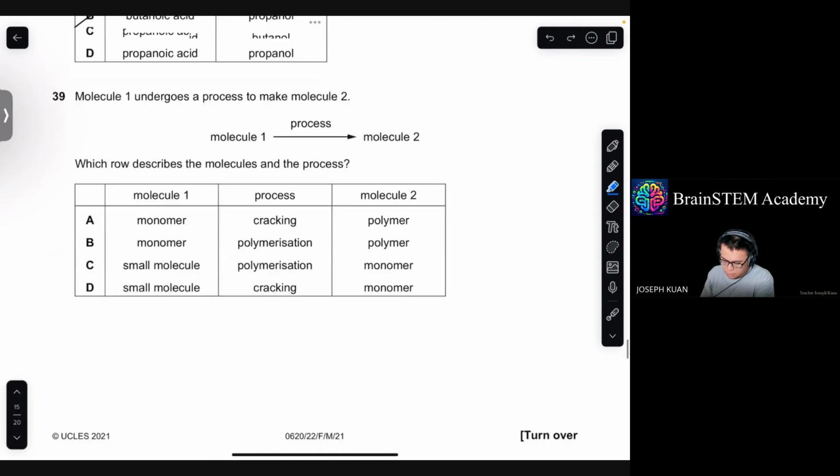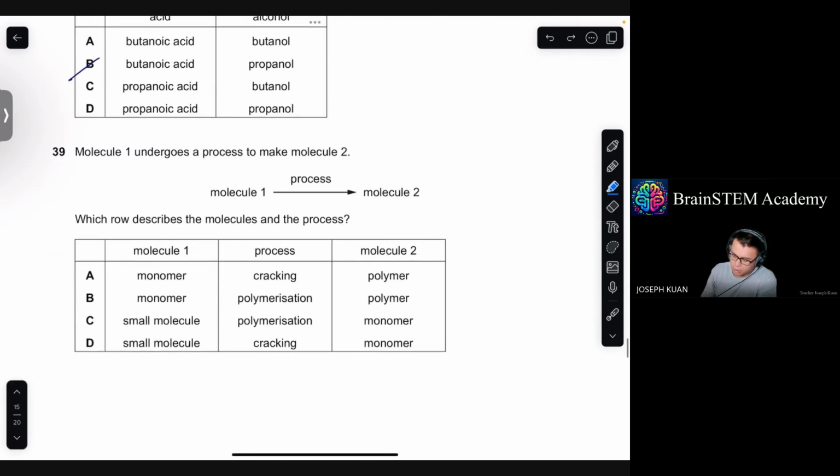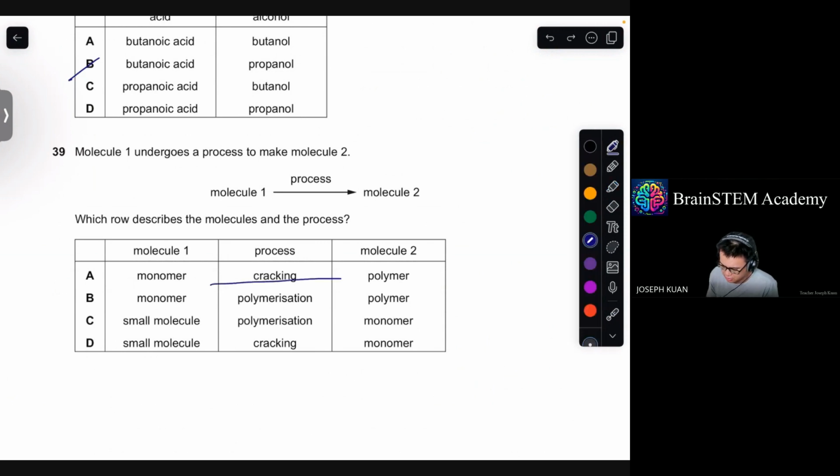Moving on to question 39. Molecule 1 undergoes a process to make molecule 2. Which row describes the molecules and the process? So for this question, it's pretty much an open question. You will need to check one by one. So let's see. Monomers get cracked into polymers. That's wrong. That doesn't make sense, right? Monomers are smaller. How can it be cracked to form bigger molecules? Monomers are smaller, polymers are bigger.